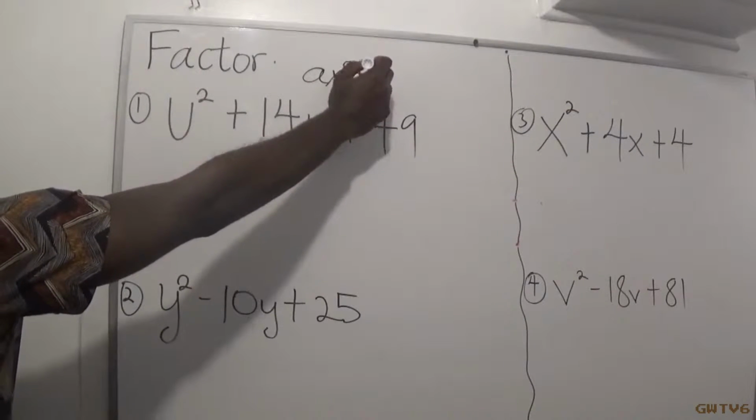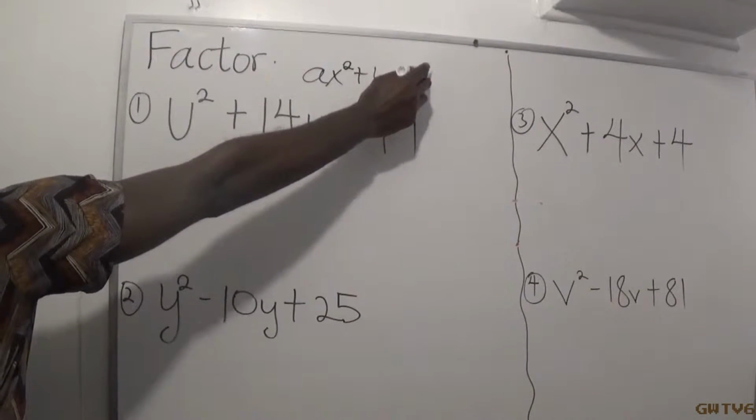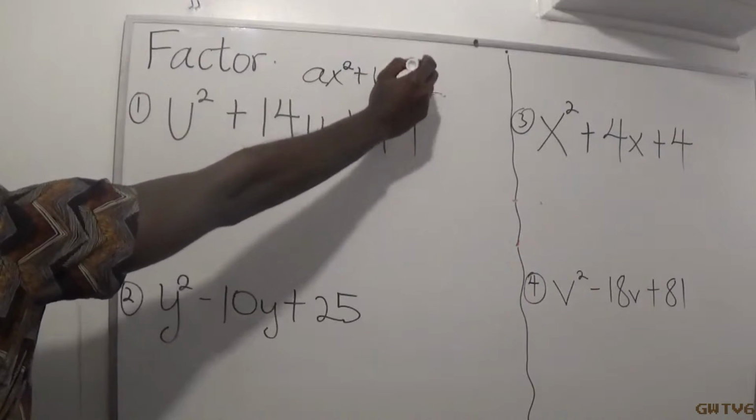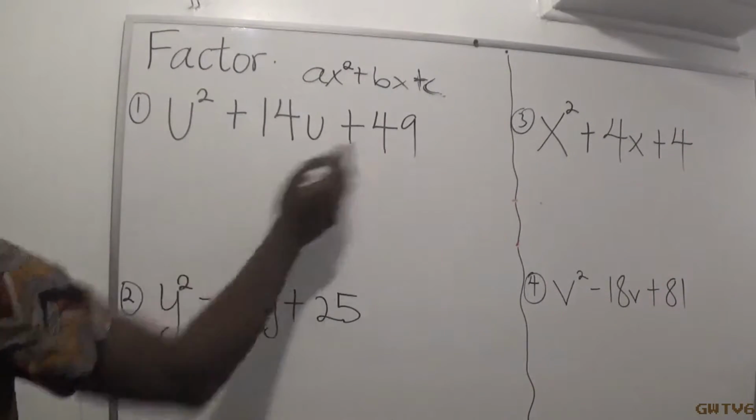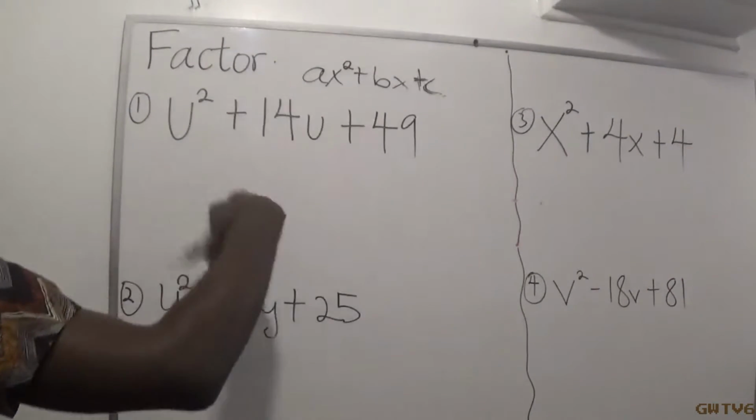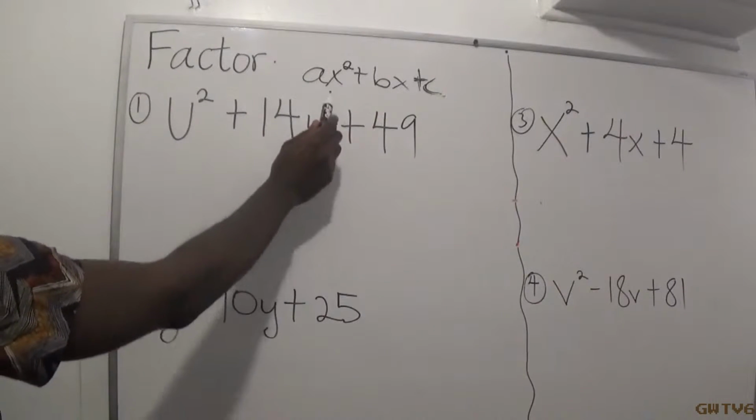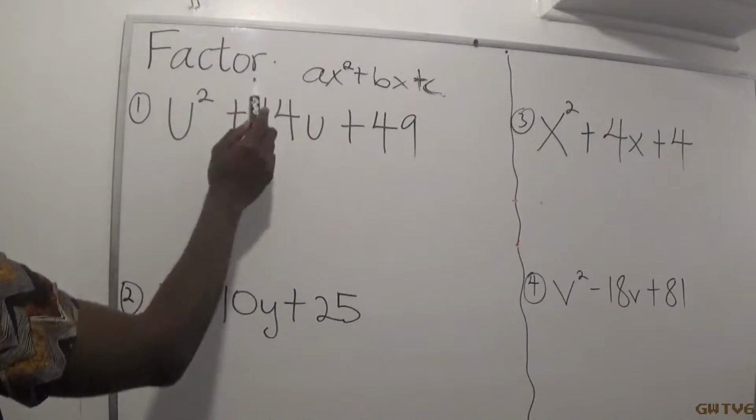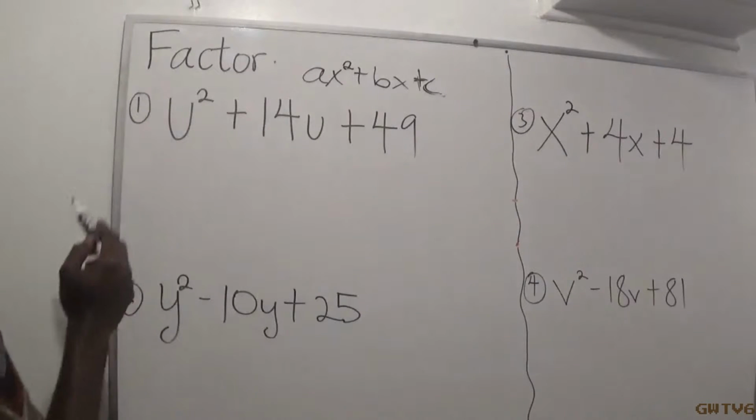Whenever you've been asked to factor, and the question looks like this: ax squared plus bx plus c. You have three terms, like those you see right here, and it's in this form. You see how you have a squared, squared, squared, squared?